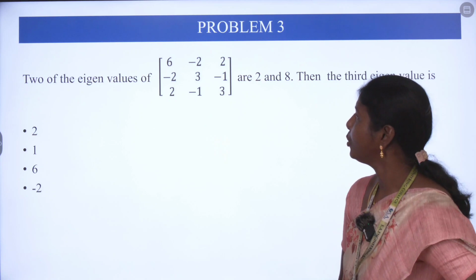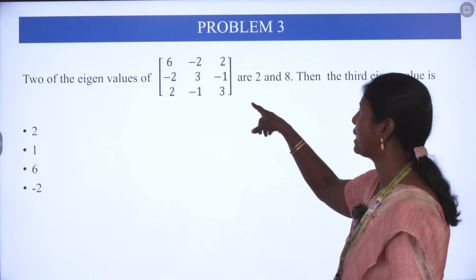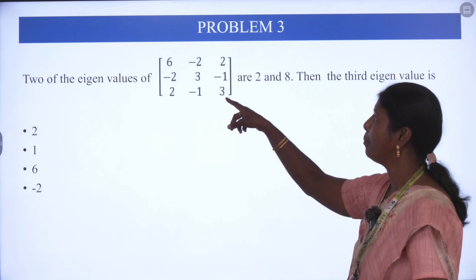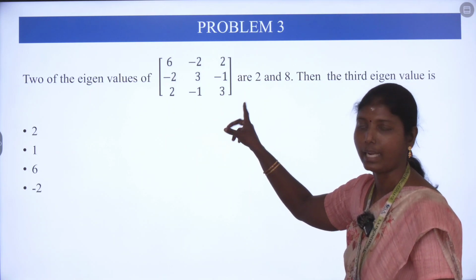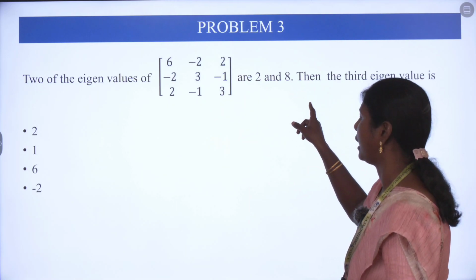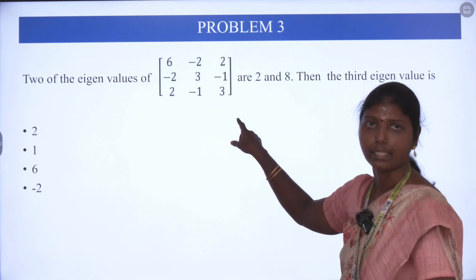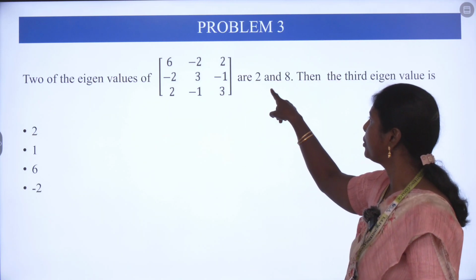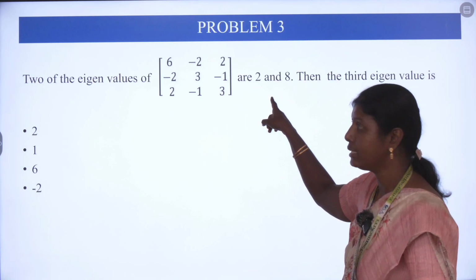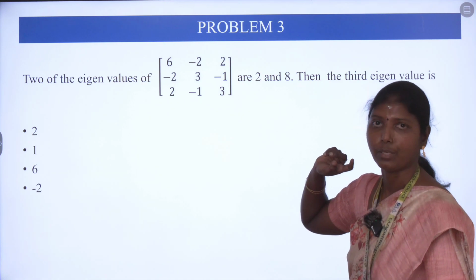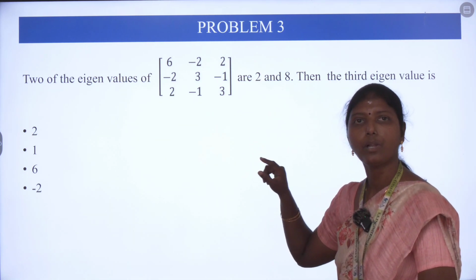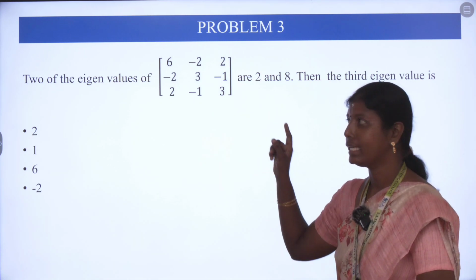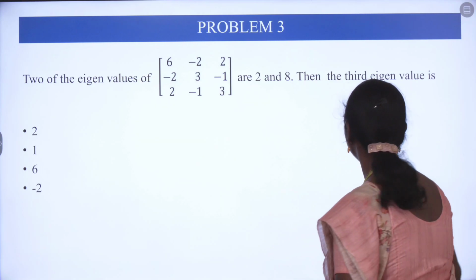Third problem: two of the eigenvalues of the matrix given here, 6 minus 2 2, minus 2 3 minus 1, 2 minus 1 3, are 2 and 8. For a 3 by 3 matrix we have 3 eigenvalues. So lambda 1 equal to 2 and lambda 2 equal to 8 are given, and we need to find the third eigenvalue. Same as the previous problem, but in the previous problem we chose the product formula; here we are going to choose the sum.